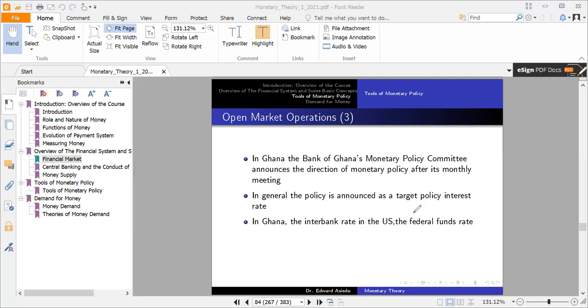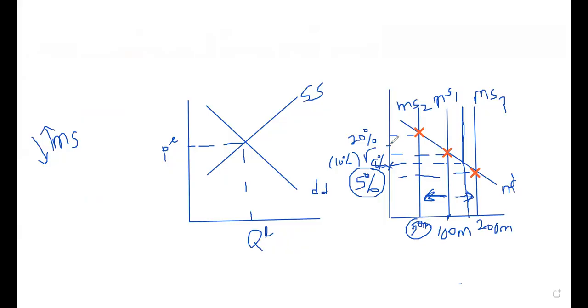So the government will say, okay, I'm targeting an interbank rate or any rate that is 15% in the economy. That is my target. Now I need to conduct monetary policy to achieve that target. So if I map it to the demand curve, then my target, the money supply should be a certain amount to achieve this target rate.